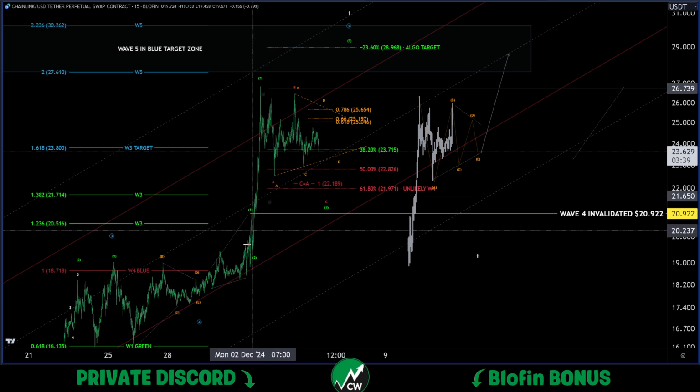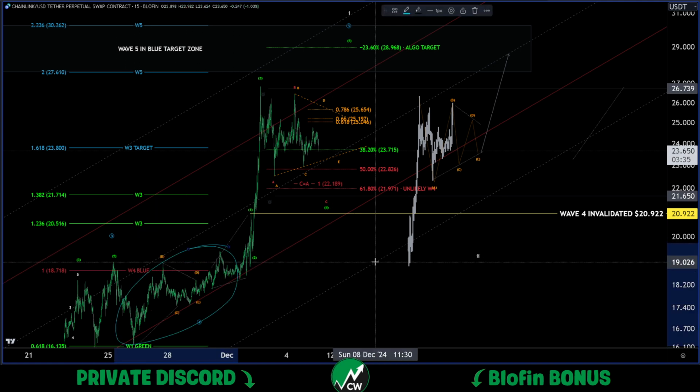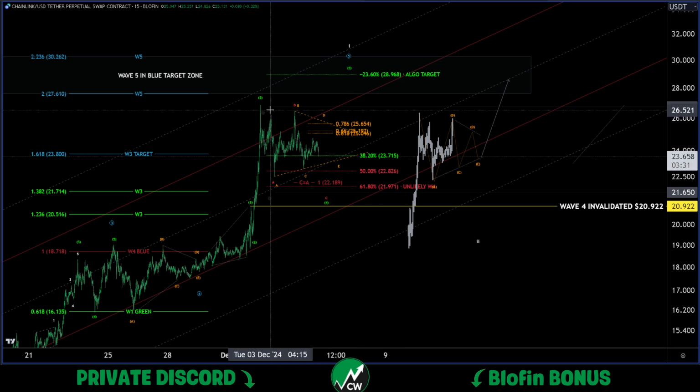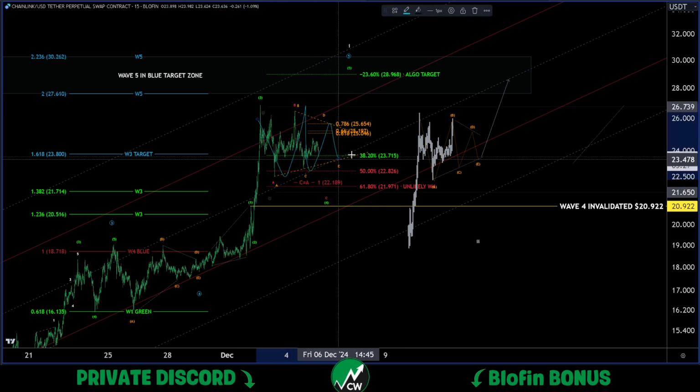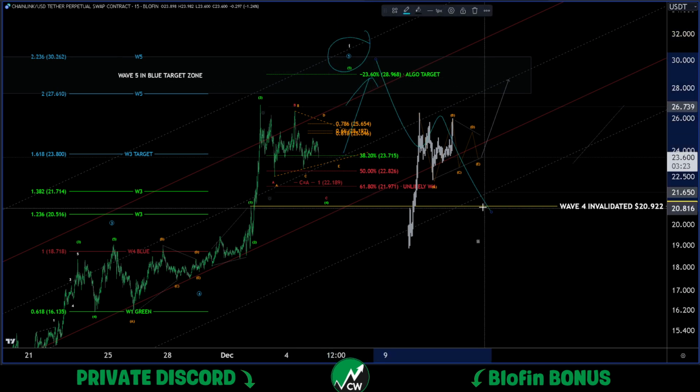Now there are a couple different ways to count this. That's why this area is so difficult right here. But as per my trade setup, that's how I'm playing it. Right now, looking for a 4th wave as a triangle, A, B, C, D, E, and then our 5th wave to the upside to complete that 1 and 2.